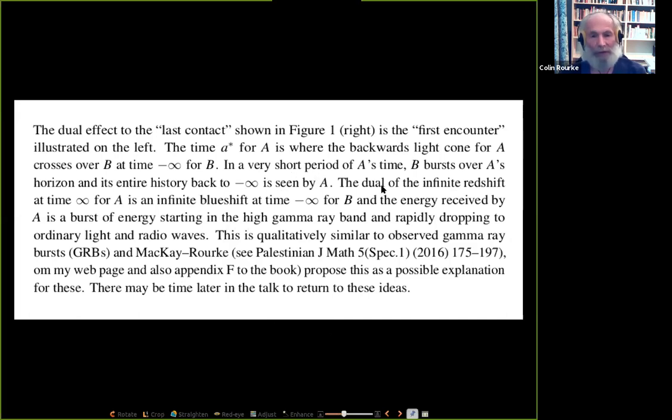In a very short period of A's time, B bursts over A's horizon, and the entire history back to minus infinity is seen by A. The dual of the infinite redshift at time infinity is an infinite blue shift at time minus infinity. The energy received by A is a burst of energy starting in the high gamma ray band, rapidly dropping to ordinary light waves and radio waves. And this is what a gamma ray burst is. So this is quantitative, to observe gamma ray bursts.